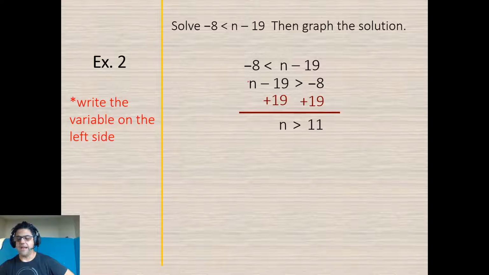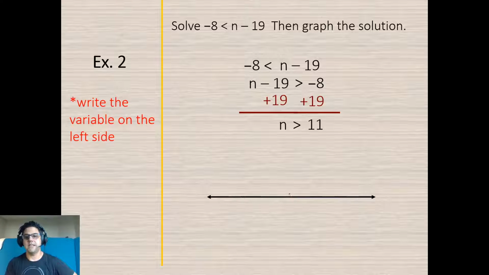All right, now that I have it solved, I can go make a quick graph. And remember, we got our number line. 11 goes in the center. So we have 10, 11, 12. According to our inequality, it is an open dot. I'm not going to shade it in because it does not have the equal part.